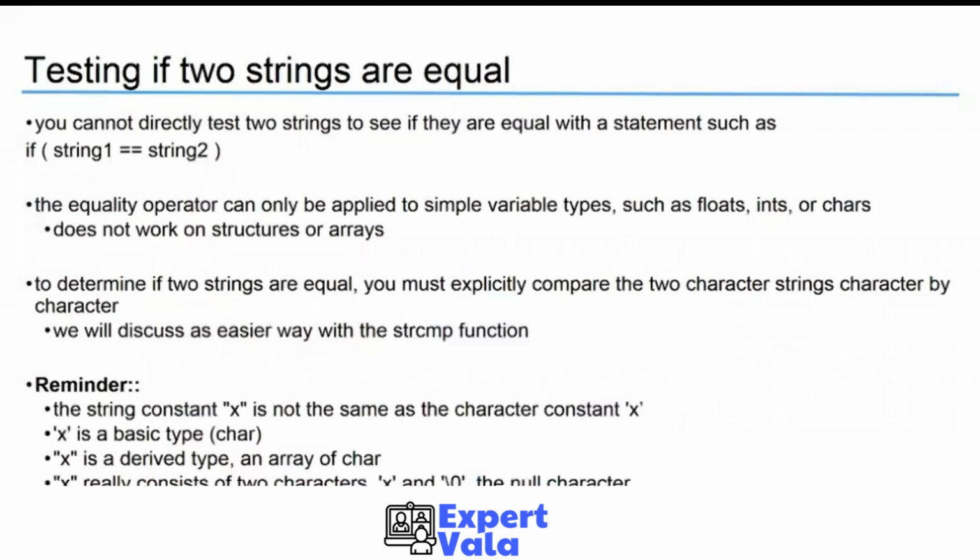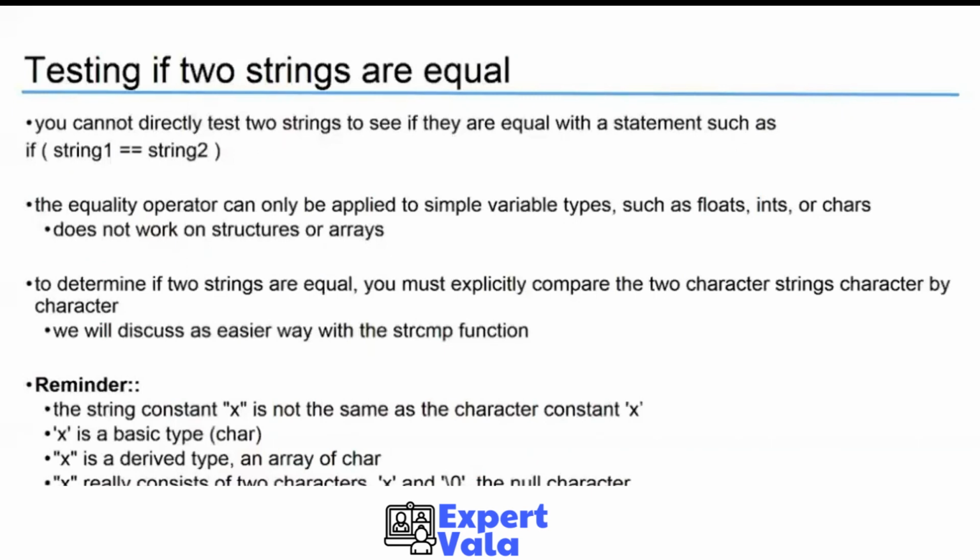And again, just a reminder, I have said it a couple times and I want to say it again. The string constant "x" inside double quotes is not the same as the character constant 'x' inside single quotes. 'x' inside single quotes is a basic type, it's just a char. "x" inside double quotes is a derived type. It's an array of type char. "x" inside double quotes consists of two characters, the x and the null terminator. Keep that in mind.